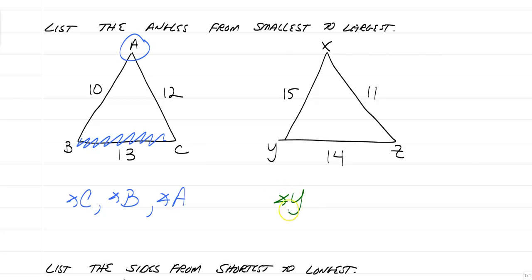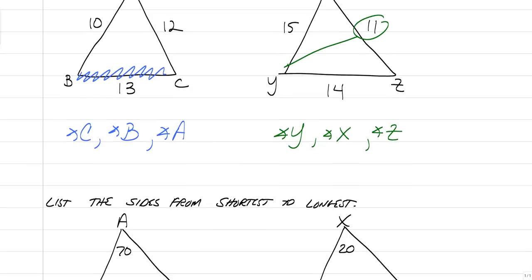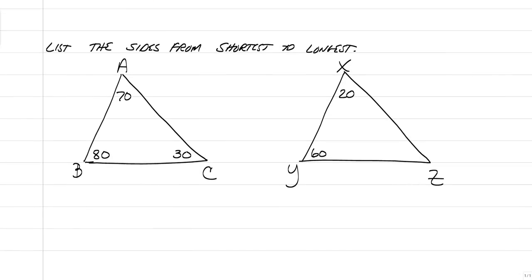You should have angle Y as the smallest because it's opposite of the 11. You should have angle Z as the biggest because it's opposite of the 15, which means angle X is in the middle. So when you're going to do this from sides, from shortest to longest, it's the very same type of thought process, just slightly different.